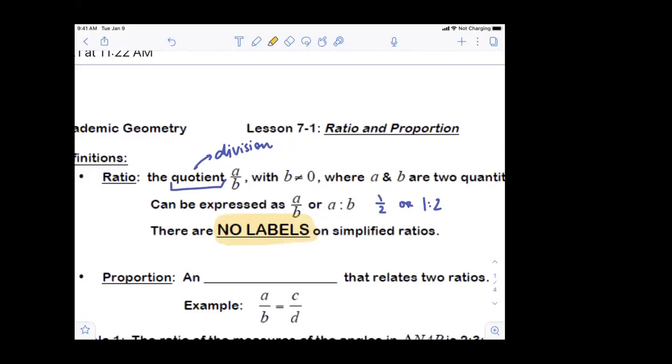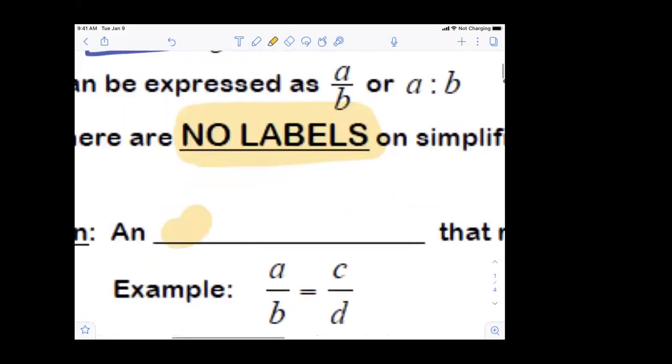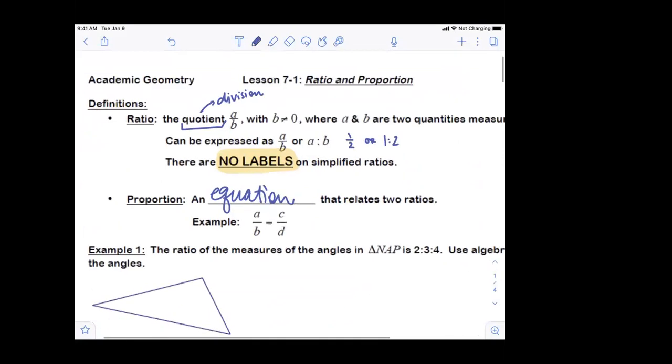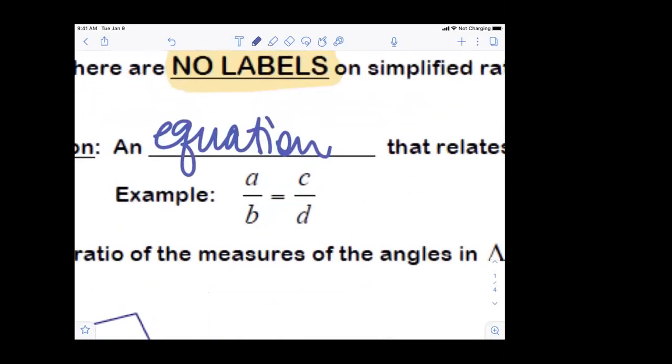Now we had to do ratios before we did proportions because proportions are made up of ratios. So a proportion is an equation that relates two ratios. It's made up of two ratios set equal to each other: A over B equals C over D. So I've got an equal sign, and I've got one ratio equals another one.